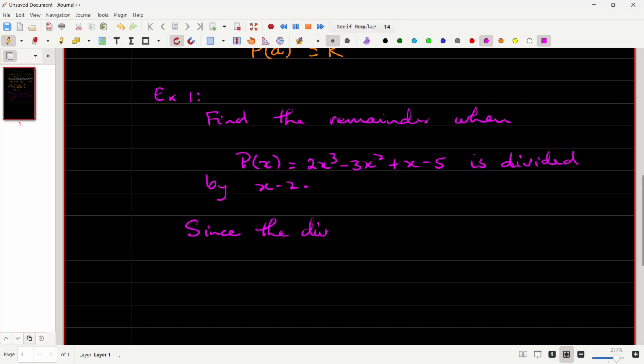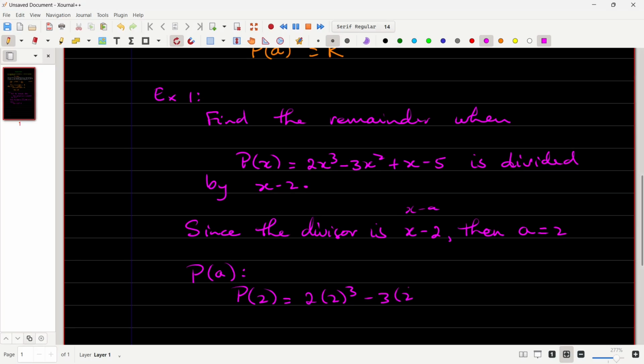Since the divisor is x minus a, then a is, sorry, I shouldn't put a. Since the divisor is x minus 2, then a would be equal to 2, since we're following the form x minus a. So since the divisor is x minus 2, then a is equal to 2. Then p evaluated at a would be the same as p evaluated at 2 in this case, which is 2 into 2 to the third power minus 3 into 2 to the second power plus 2 minus 5.